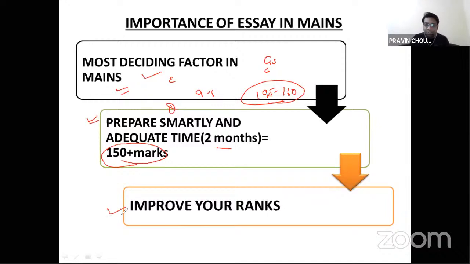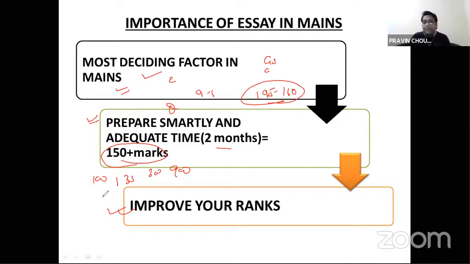And the third important thing is to improve your ranks. So when you listen to interviews of most toppers, what they are saying about their experience is that in the first attempt they scored 100 marks in essay and their rank was 900 out of 900. In the second attempt they scored somewhere around 135, their rank improved again, somewhere around 300.